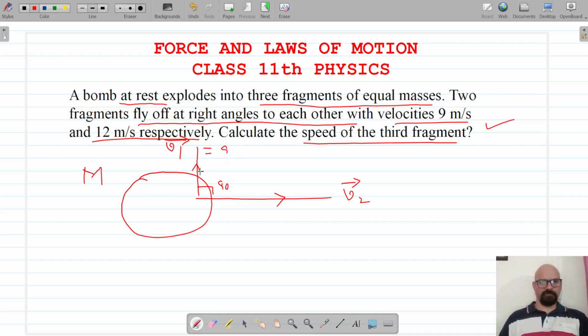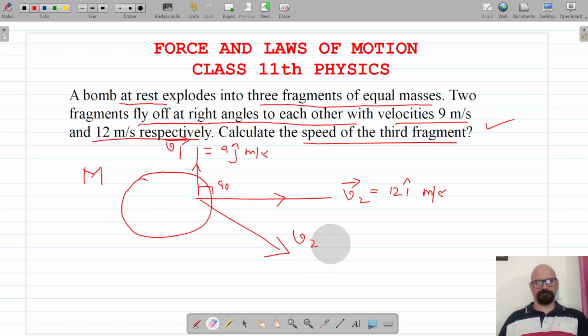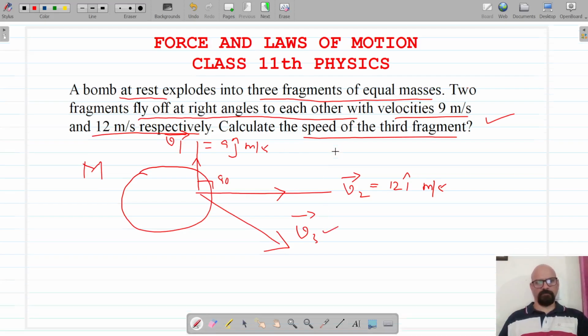So this should be 9 along the y-axis vertical, it's 9 j cap, and this v2 is 12 meter per second along the horizontal x-axis. So this is 12 i cap meter per second. This is 9 j cap meter per second. We have to calculate the speed of the third fragment. Let's say the third fragment flies with velocity vector v3. So let's find out the v3 vector and we will find its magnitude.